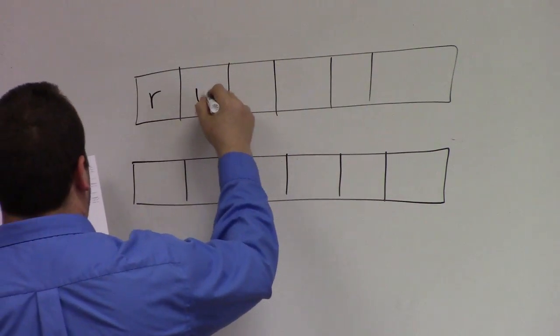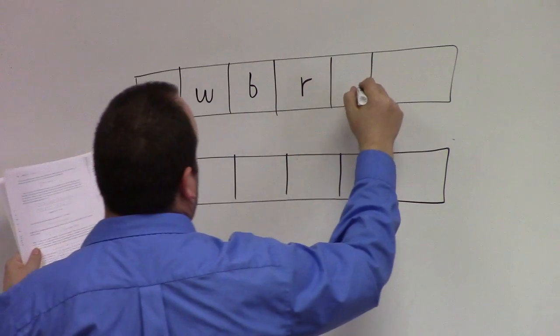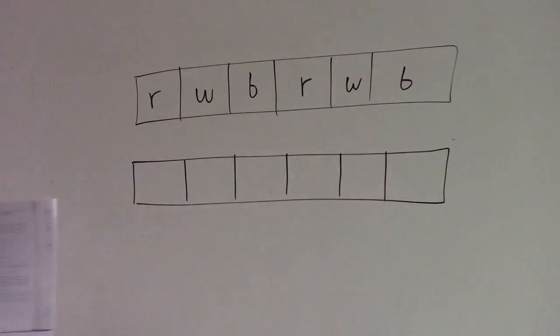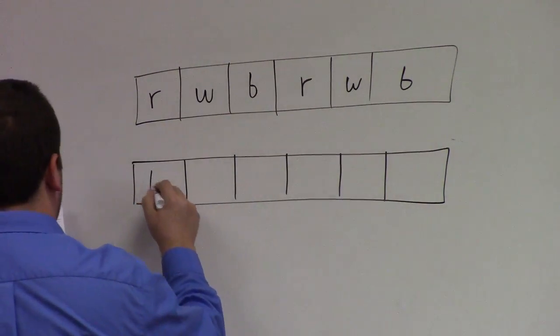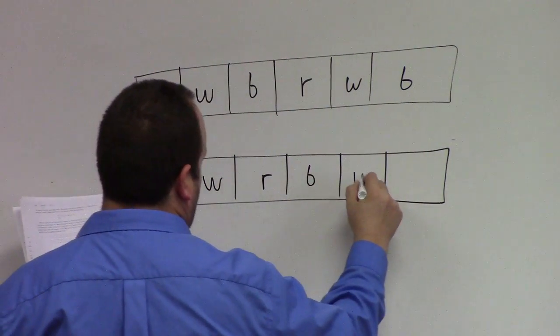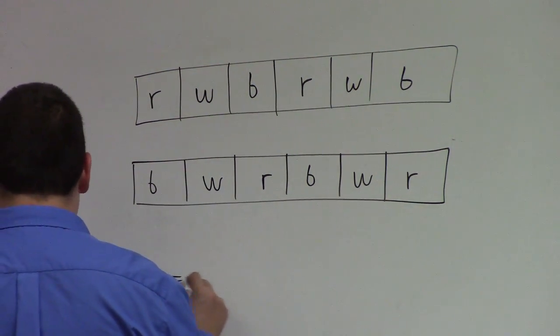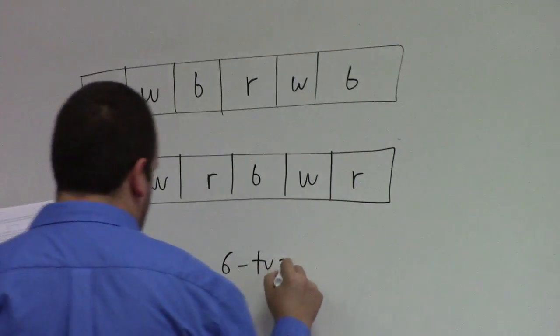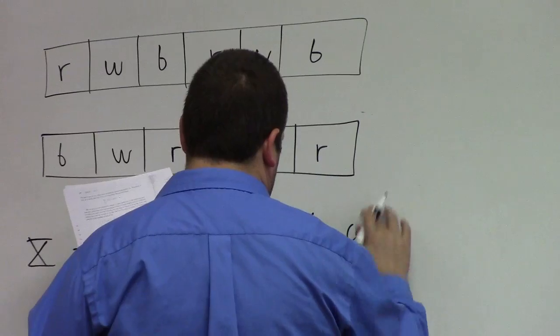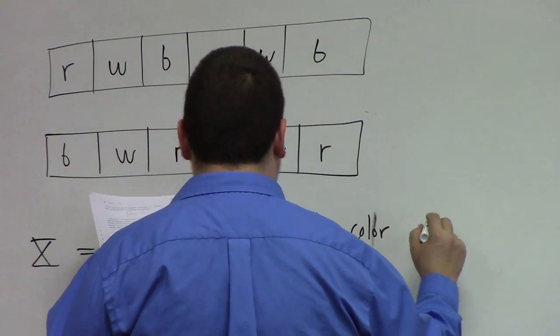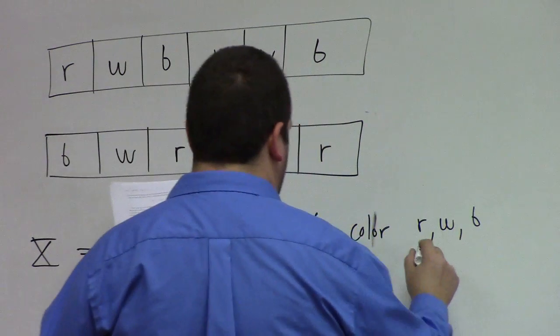He's like, suppose you have red, white, blue, red, white, blue. If that's the front side of the flag, if you're looking at the back side of the flag, what would it look like? Blue, white, red, blue, white, red. So we should count both of these as being the same flag. So here's the set. He looks at the set X equal to all 6 tuples of color, red, white, or blue.